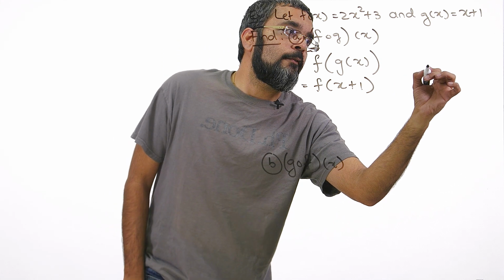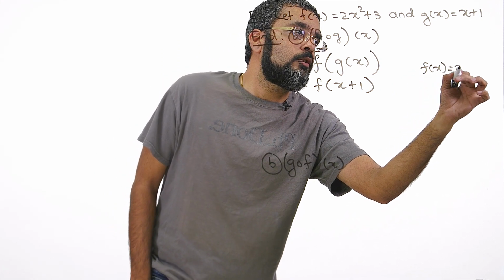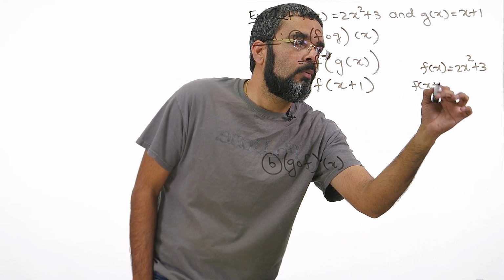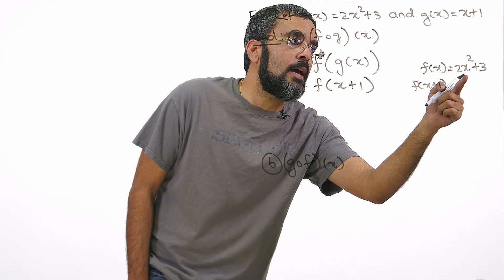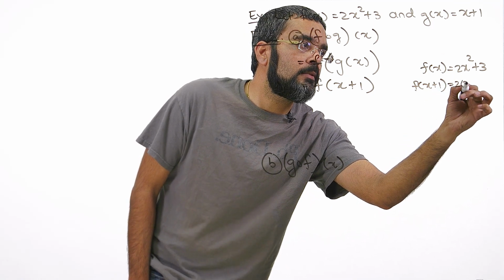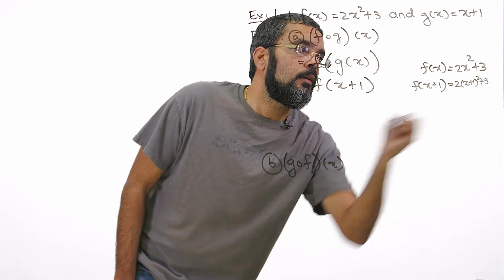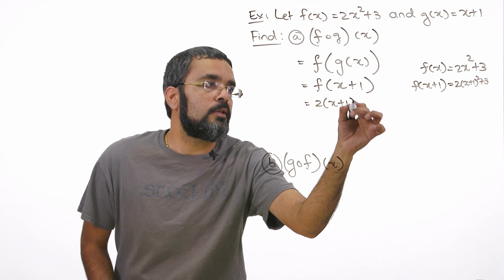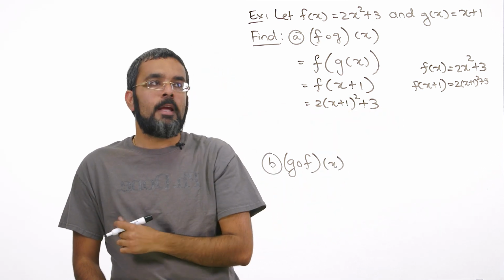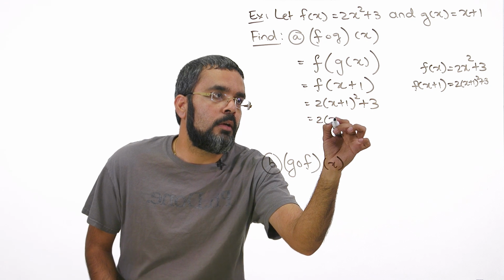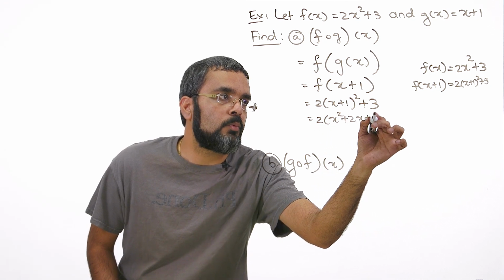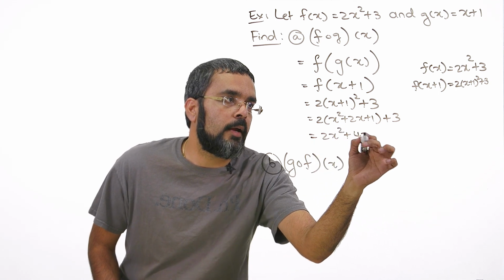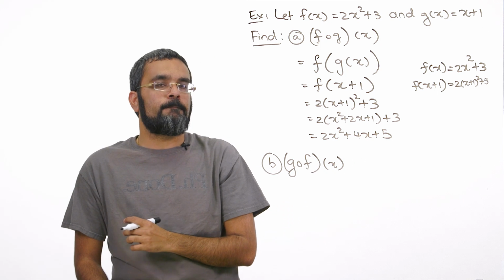Now, what is f of x? We know that f of x is 2x squared plus 3. So what is f of x plus 1? Well, where do I see an x? I'm going to replace that with an x plus 1. So that's going to be 2 times (x plus 1) squared plus 3. If I want to simplify this, this is going to be 2 times (x squared plus 2x plus 1) plus 3, or this is going to be 2x squared plus 4x plus 5.